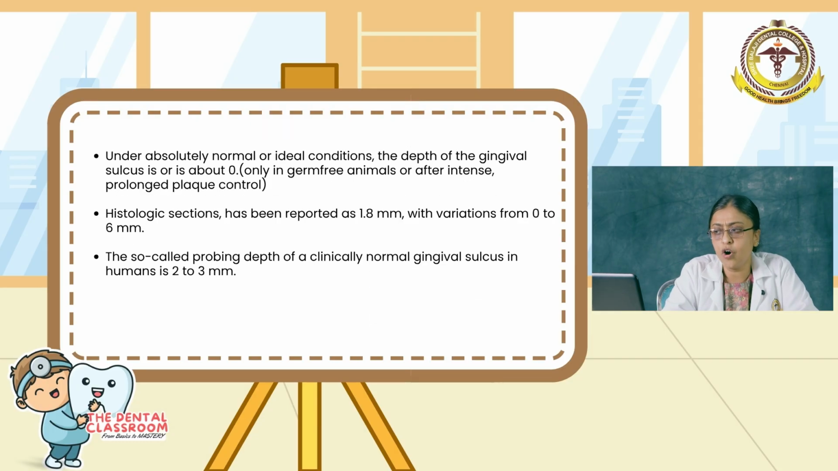Under absolutely normal or ideal conditions, the depth of the gingival sulcus is about 0, seen only in germ-free animals or with intense, prolonged plaque control. Histological sections have reported 1.8 mm with a variation of 0 to 6 mm. The so-called probing depth of a clinically normal gingival sulcus in humans is 2 to 3 mm.